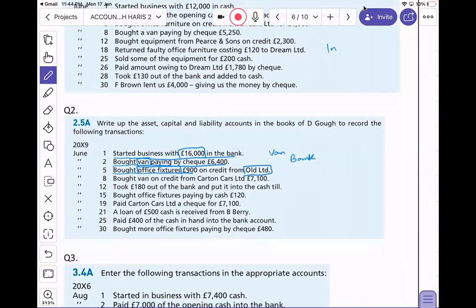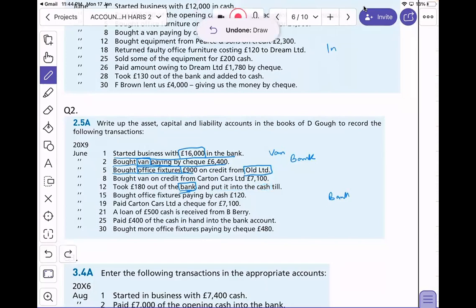If you read the entry dated 12th June 2009, they took 180 out of the bank. Since they took 180 out of the bank, the money in the bank account is reducing. Bank is an asset for the business, and if money goes out of the bank, this asset gets reduced, so the bank would get credited, because the decrease in an asset is credited.